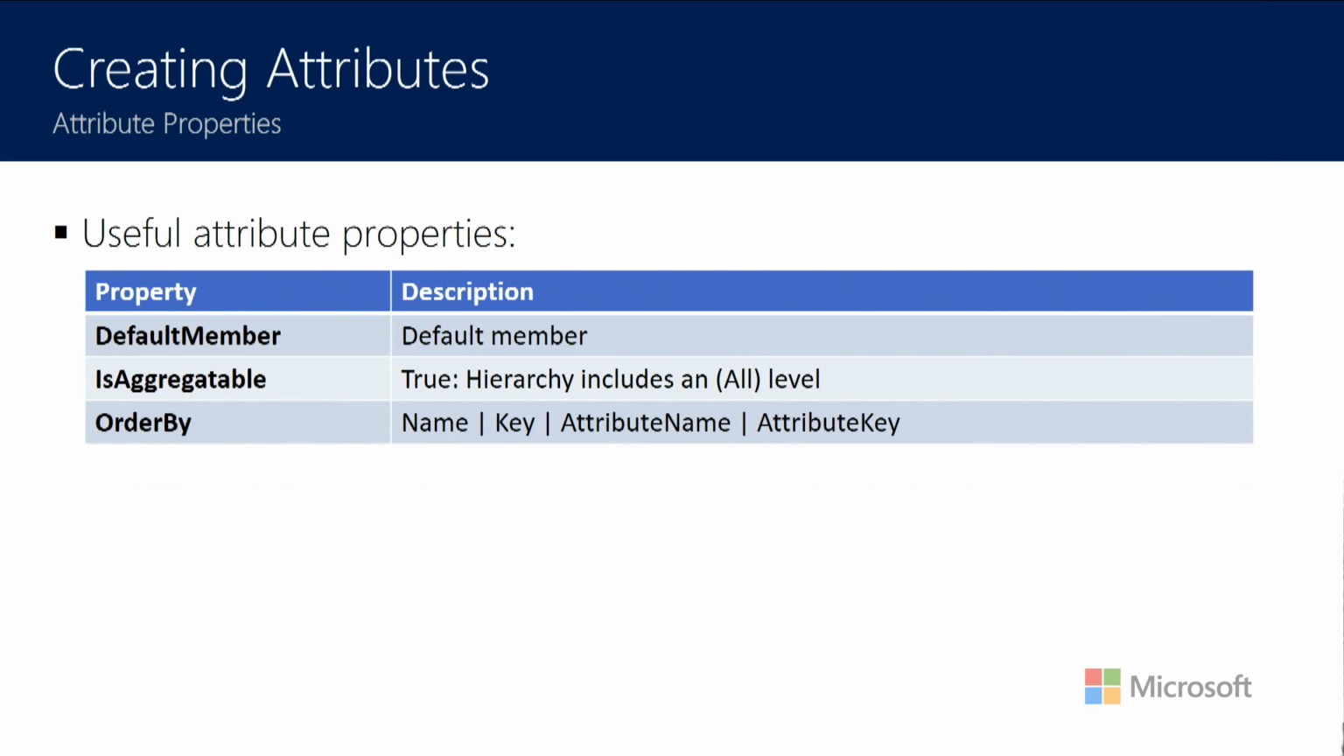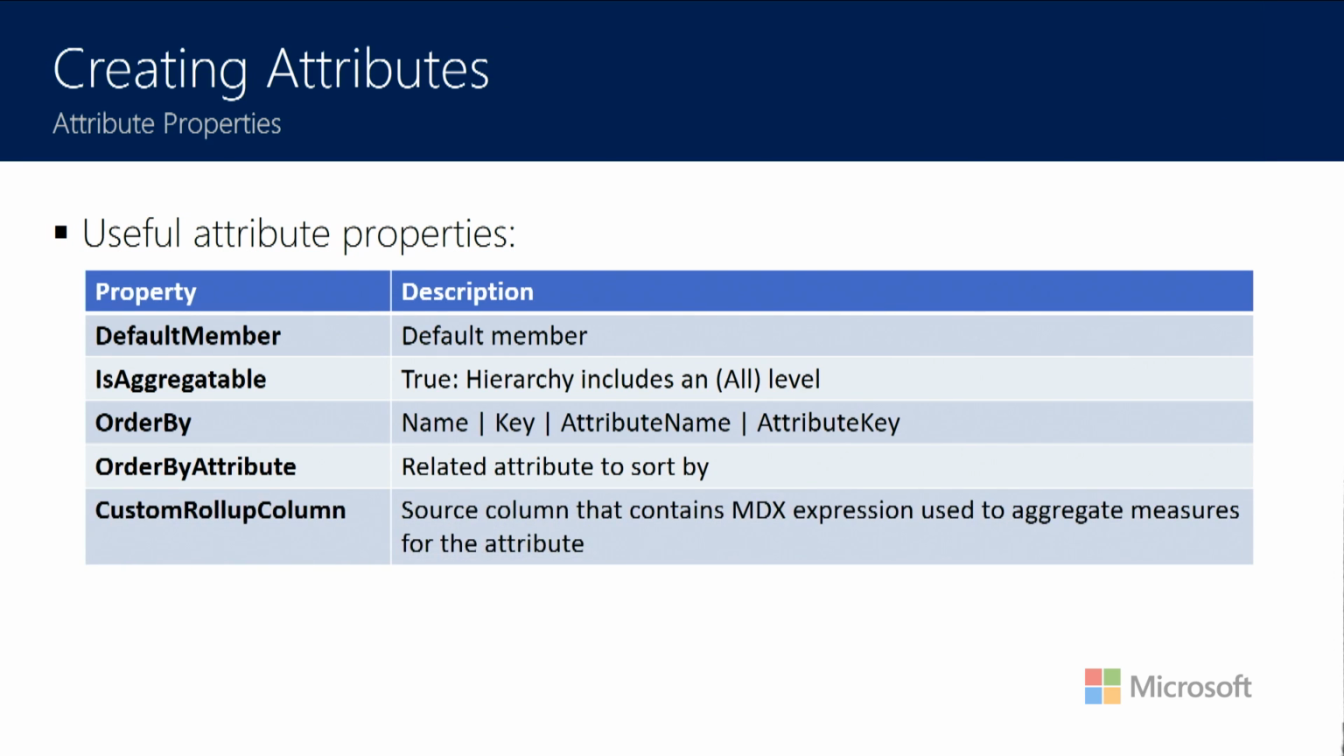We next have the orderBy property, and this allows you to control the order of the members within the attribute hierarchy. It can be set to name, key, attribute name, or attribute key. And sometimes it makes sense to sort by name, or it might be the key value itself that would provide a better sort order. Now, when configuring attribute name and attribute key, it requires that you have attribute relationships correctly configured, and that will be the topic of the next video. So the attribute by or order by attribute property would allow you then to select which attribute we are sorting by.